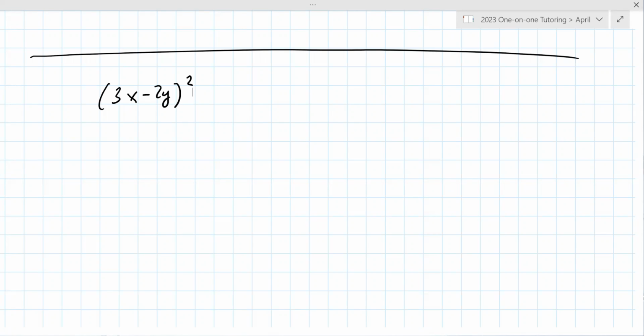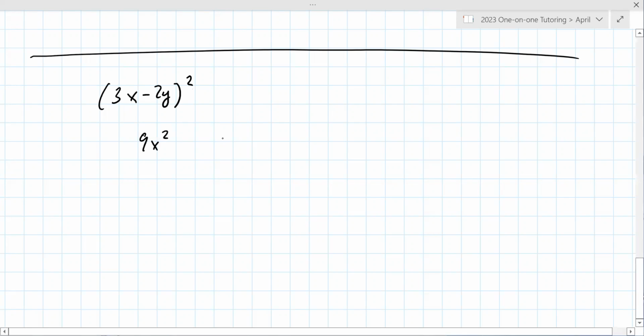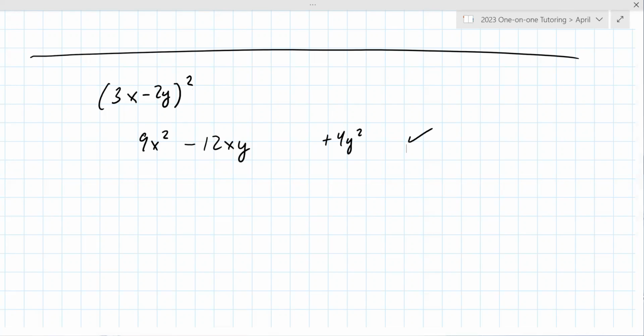Okay, so is it 9x squared minus 12xy plus 4y squared? So the last one is correct. I didn't hear your middle one. What was your middle term? Negative 12xy. Yes. Very good. Excellent. Okay. You feel like you got that down? Yeah. Awesome.